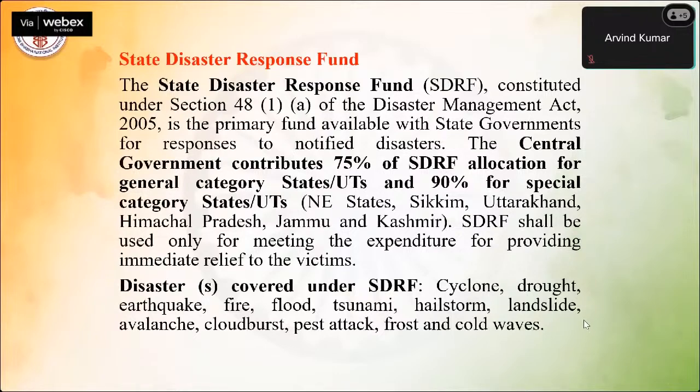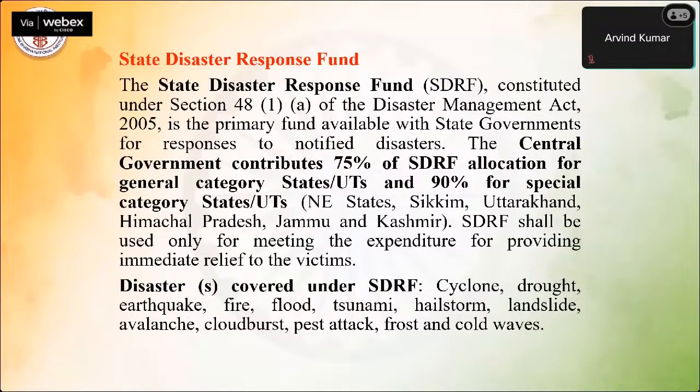Now, in terms of numbers, the SDRF, the State Disaster Response Fund, constituted under a section of the Disaster Management Act 2005, is the primary fund available with the state governments. The central government contributes 75% of SDRF allocation for general category states and 90% for special category states. Special category states get more funds because of the prevailing natural disaster prone conditions.